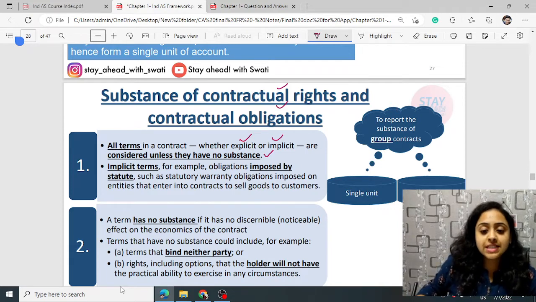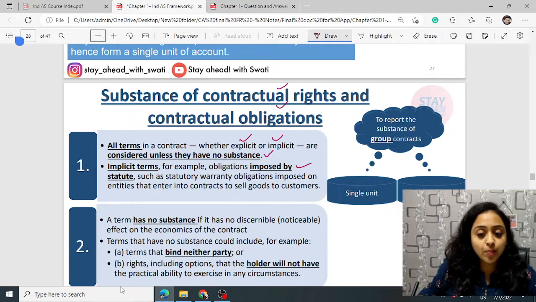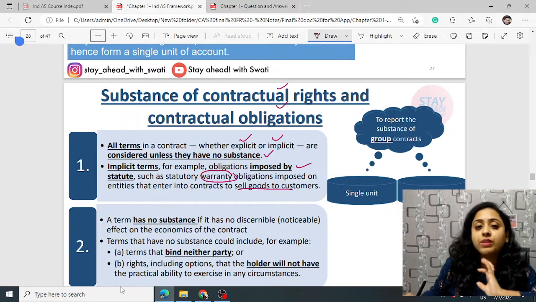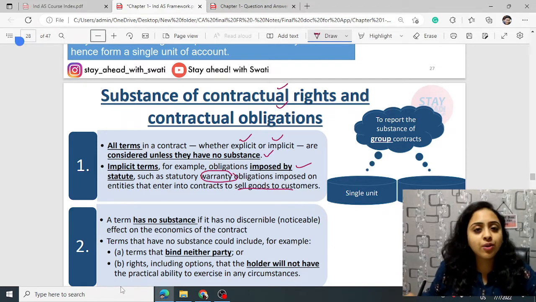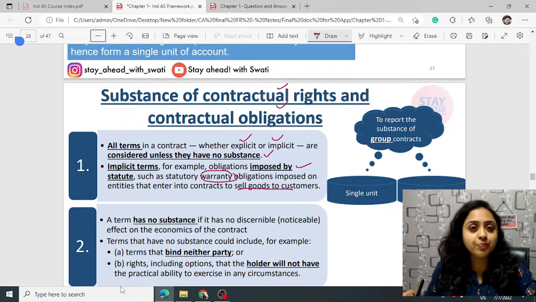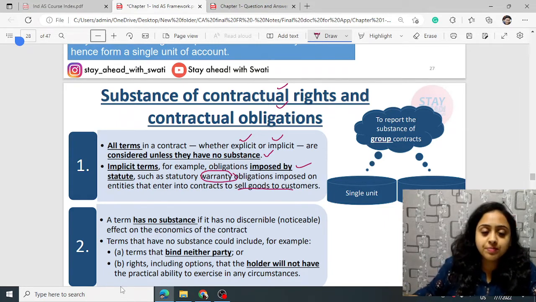Implicit terms, for example, are obligations imposed by statute or any law, such as statutory warranty obligations imposed on entities that enter into contracts to sell goods to customers. There are some warranty criteria. If you talk about any electronic items, they always come with a warranty, 6 months warranty, 1 year warranty, whatever, but they have to lay it down. So this is as per the law.